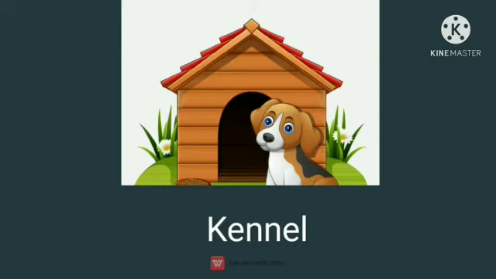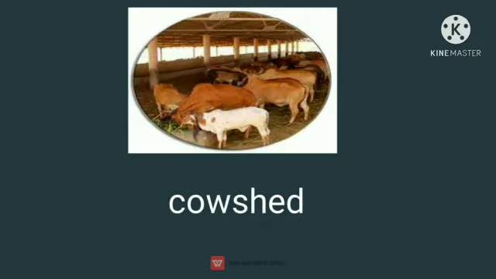Now see the picture. This is a kennel and a dog lives in the kennel. This is the shelter of the dog and it is called a kennel. What is it called? Kennel. So students, see another picture. It is a cow shed. Cows live here. It is the shelter of the cows and it is called a cow shed. What is it called? Cow shed.